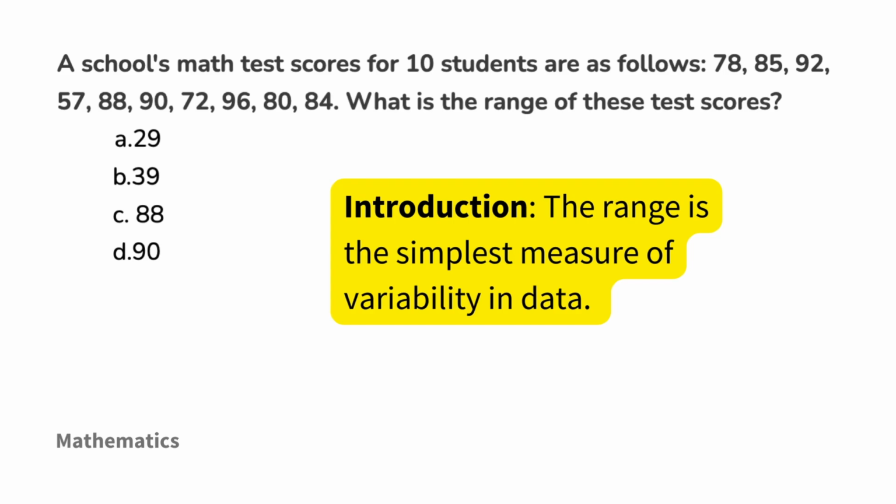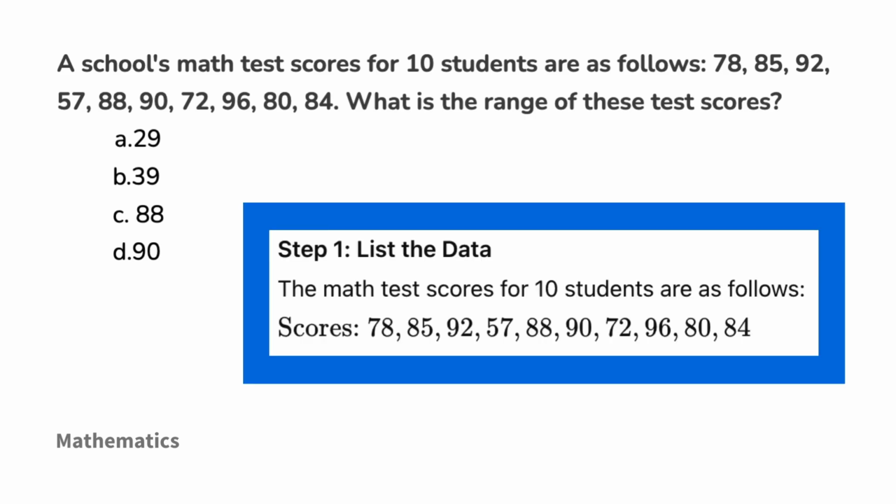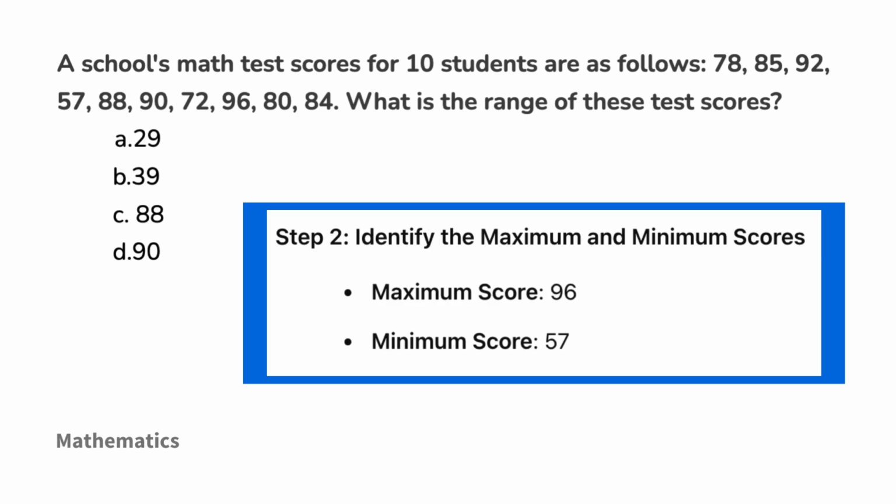Now, in solving for this, the first thing you'll want to do on test day is to list the data. The math test scores for 10 students are as follows: 78, 85, 92, 57, 88, 90, 72, 96, 80, and 84. Furthermore, we're going to want to identify the maximum and the minimum scores. So first, identify the highest score in the data set. That's 96. Then the minimum, which is 57.